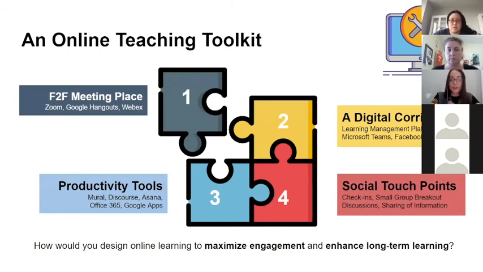So the face-to-face meeting place is really just where synchronous communication can happen. The digital corridor is really just something that serves to connect where all these different technologies are. It connects people, it connects content, and it connects technologies. The productivity tools are really just designed to accelerate collaboration and accelerate learners being able to keep each other motivated. And also the social touch point is really just about enabling that trust and community building that the in-person interactions would usually provide in a normal classroom setting.